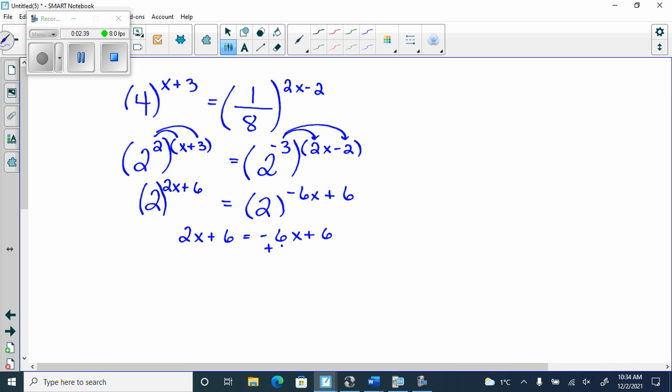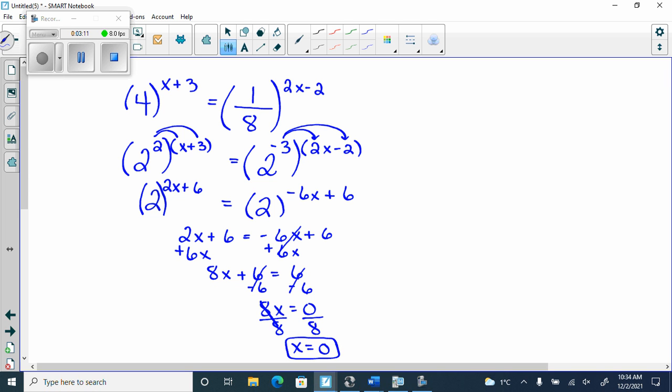I can add the 6x. And I get 8x plus 6 equals 6. Remember, I just pick an x and move it, right? If there's an x on both sides, you pick one and move it. You don't overthink it. And then we minus 6. So I actually get 8x equals 0. Divide by 8. And x equals 0.